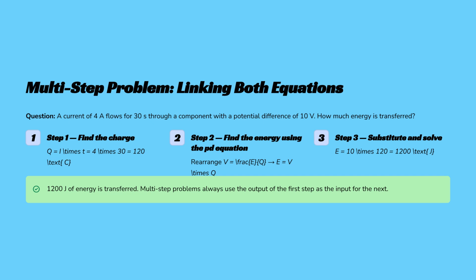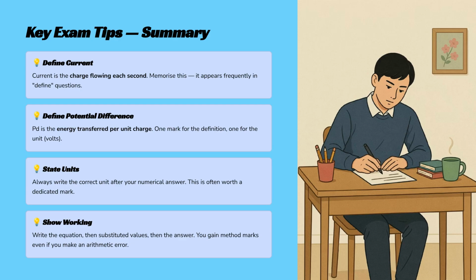For multi-step problems, you may need to link equations. First, find the charge using current and time. Then, use that charge value in your second equation to calculate the energy transferred. Here is a quick summary of essential definitions. Current is the charge flowing per second, while potential difference is the energy transferred per unit charge. Always show your working to gain method marks.